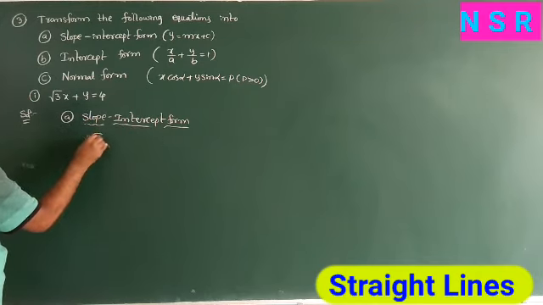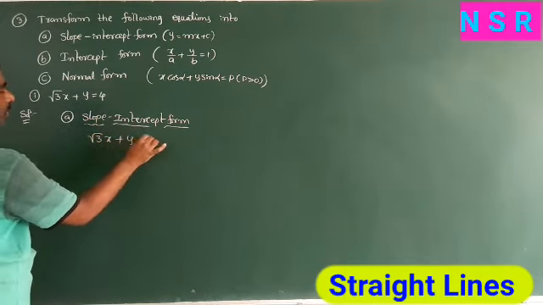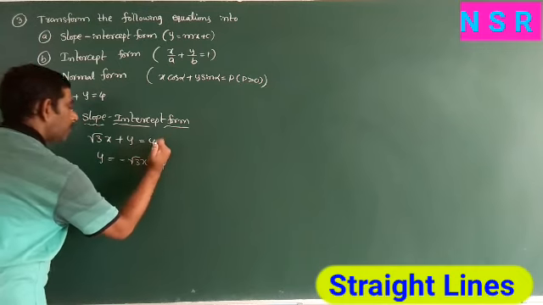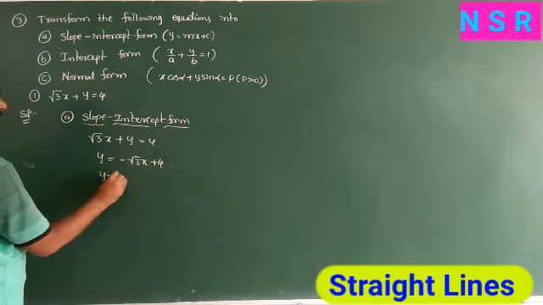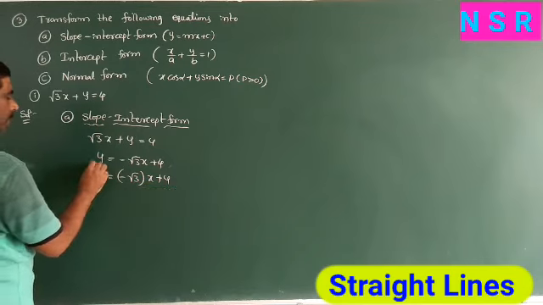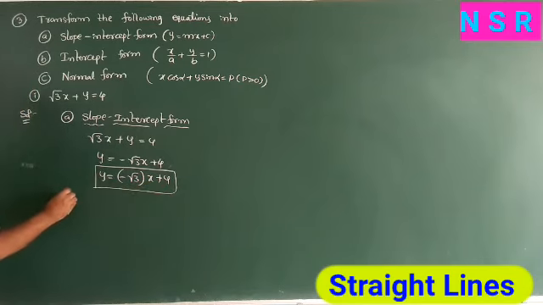Here, given root 3x plus y equal to 4. What is slope intercept form? y equal to mx plus c. Now move the x coefficient to the other side: y equal to minus root 3x, and already 4 is there, so plus 4. So y equal to minus root 3 into x plus 4. This is y equal to mx plus c. Here the m value is minus root 3 and the c value is 4.